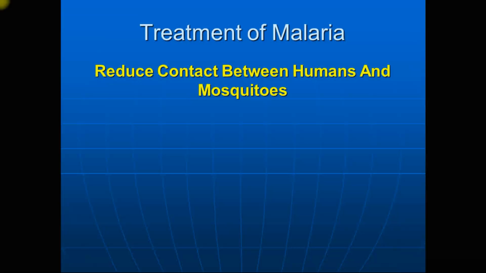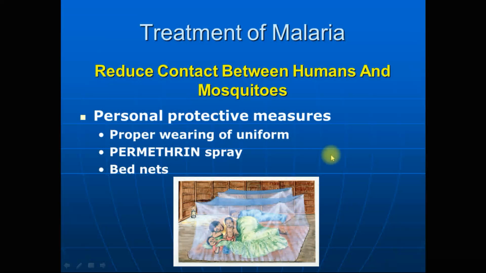So that was not that effective, which was planned by WHO. But still, there are some very simple precautions and measures that you can take. That is proper wearing of uniform and use of mosquito repellents. You must be using some of these at your home also, like permethrin spray. You are all using mosquito repellents like All Out or Good Night.